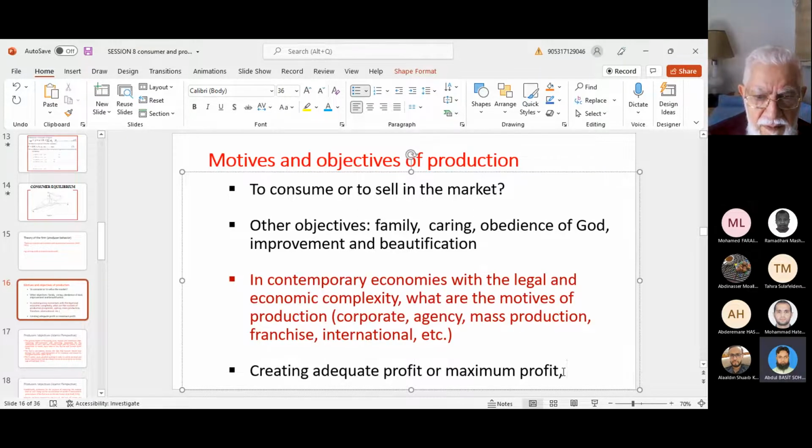Corporate leaders will try to maximize his profit. Well, he wants to maximize his own interest. The corporate leader is expected to maximize his own interest, but at the same time, to maximize his own interest, he has to be good to the shareholders. Otherwise, the shareholders may fire him.